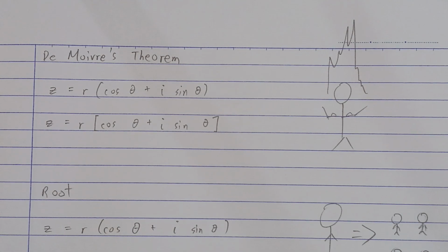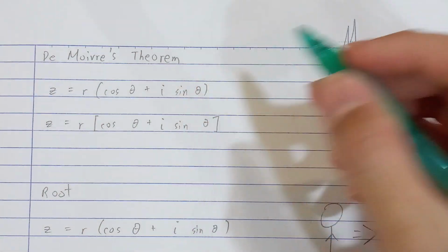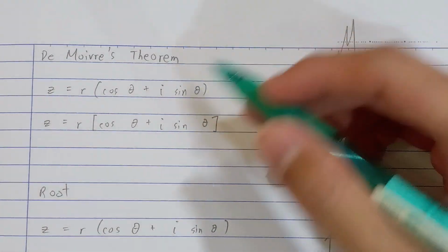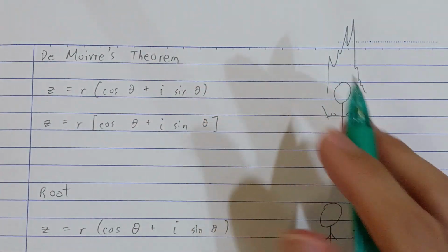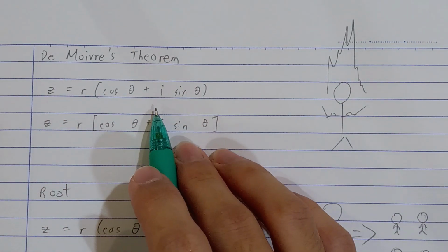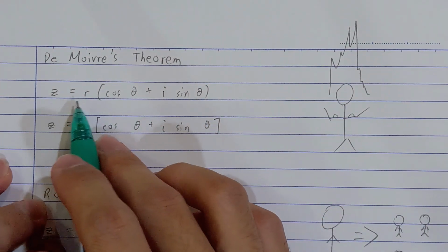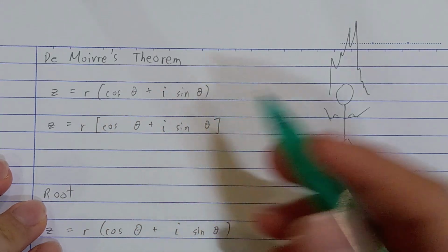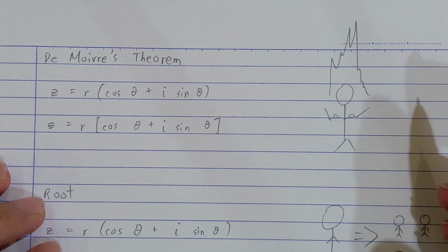Hello there. Today I'll be talking about De Moivre's theorem and the root of complex numbers. For these two topics, you only have to use the polar form of complex numbers, which is z equals r multiplied by cosine theta plus i sine theta. So let's start off with De Moivre's theorem.